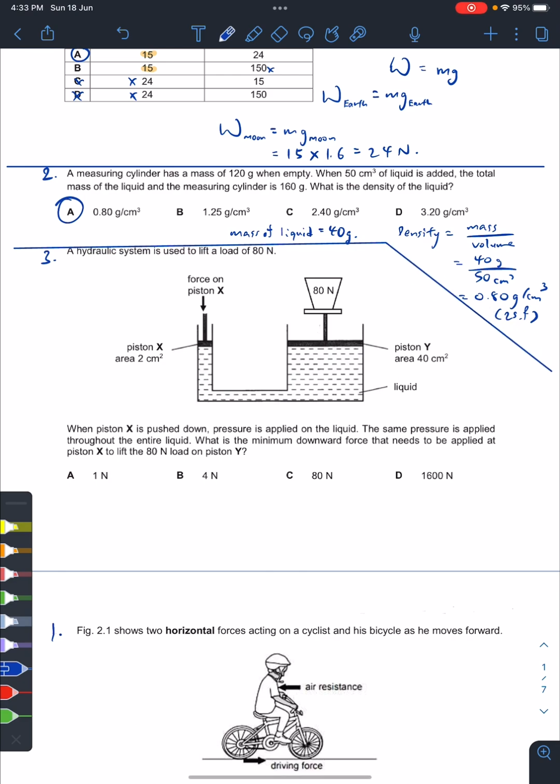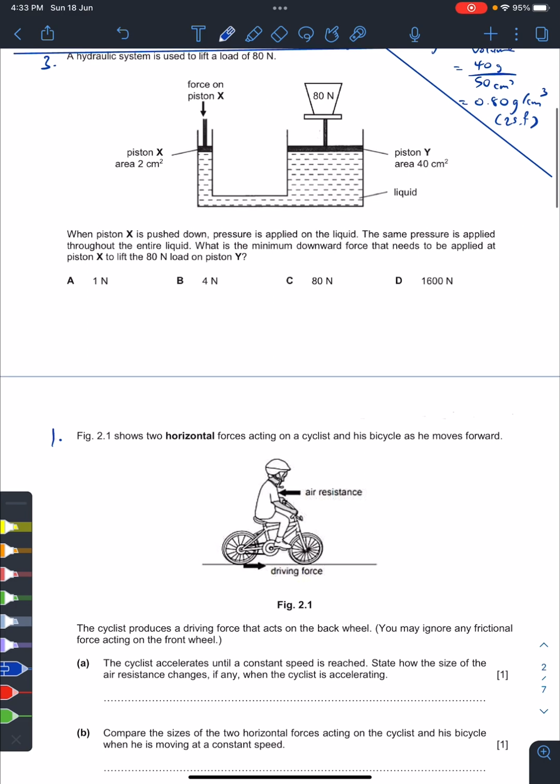Okay, question 3. Question 3 looks a bit interesting, but you just have to read the context. The keyword here is the same pressure is applied throughout the same liquid. That means whatever pressure downwards here is equal to the pressure upwards. So let's remember the formula: P equals F over A.